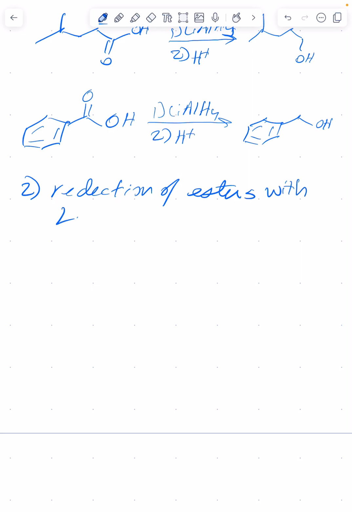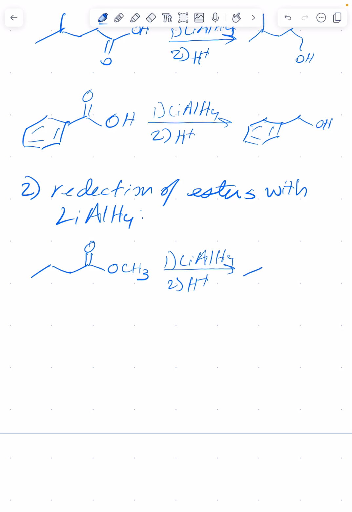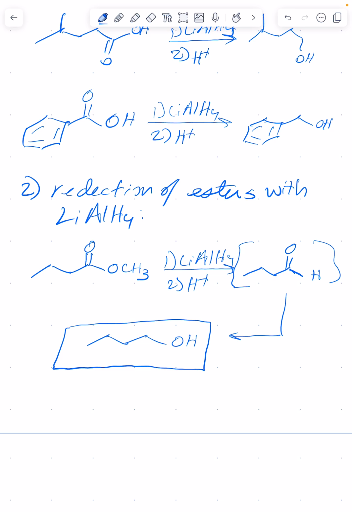Again, we're going to use lithium aluminum hydride, and it should not be surprising to you that this is going to give us essentially the same outcome as reducing the carboxylic acid. So if I take a methyl ester, for instance, and I treat that material with lithium aluminum hydride followed by H+, I'm going to reduce the carbonyl first down to an aldehyde and then down again to an alcohol. So what we end up with again is making primary alcohols out of the esters.